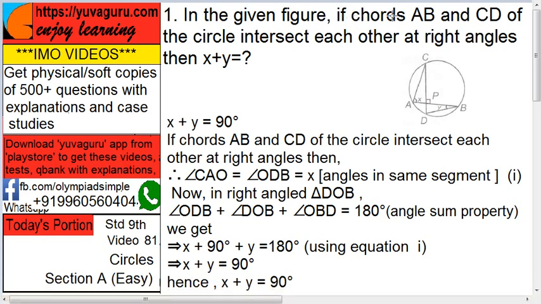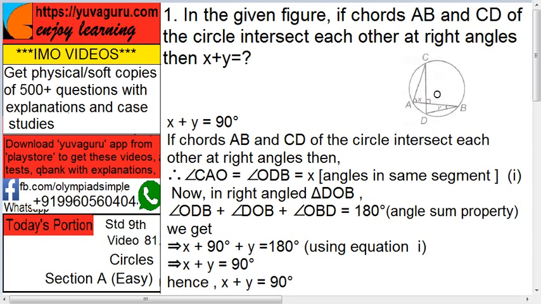In the given figure, chords AB and CD of the circle intersect each other at right angles. This is AB, this is CD, and they intersect at right angles. Now x and y, we have to find out x plus y equals to what? Say this, AB and CD intersect at right angles.